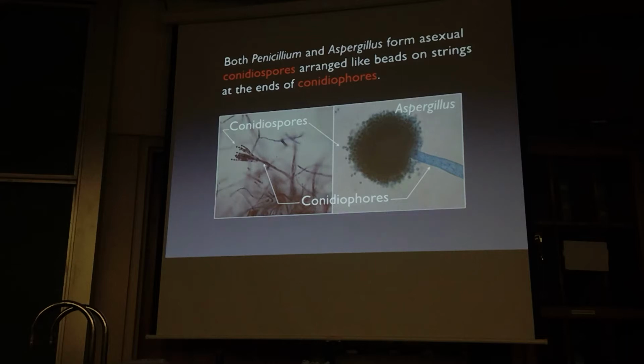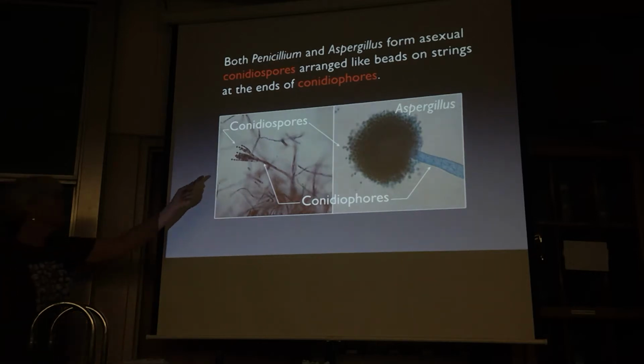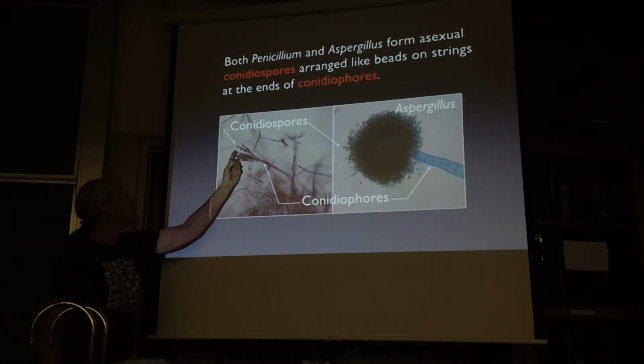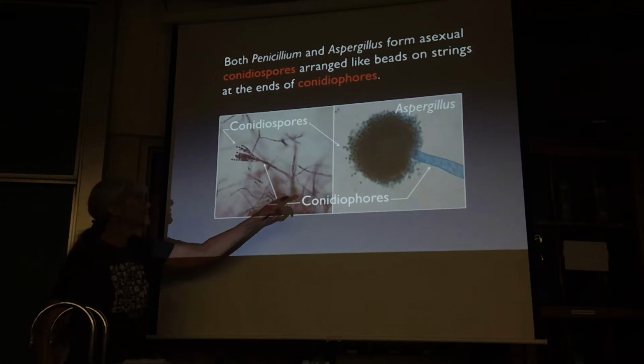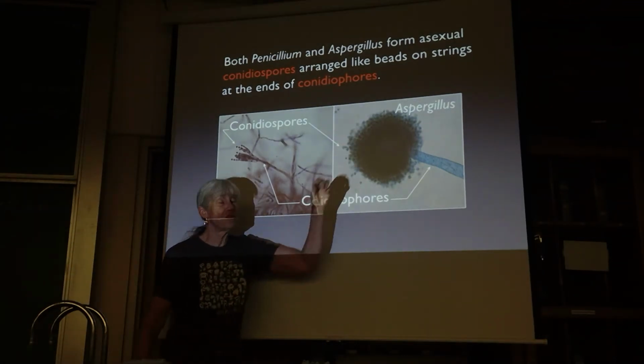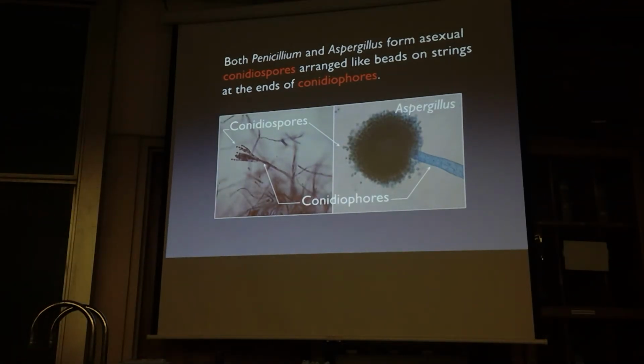These are the asexual spores. So Penicillium, again, these are conidiospores. The Penicillium spores are in line, more or less parallel chains, whereas Aspergillus, the chains are coming off from a central point in all directions, like a push ball.